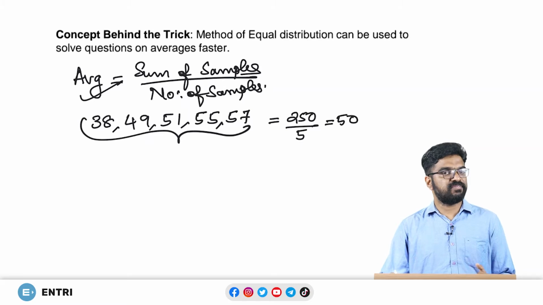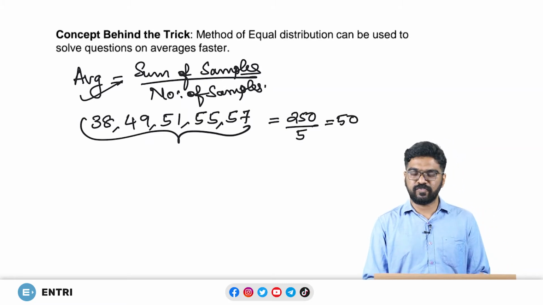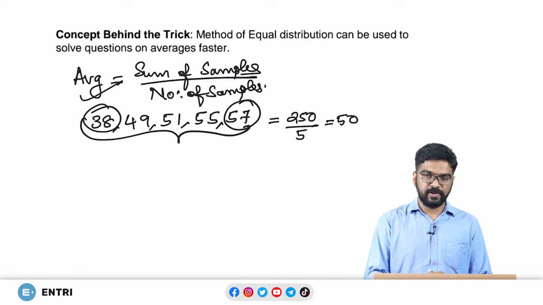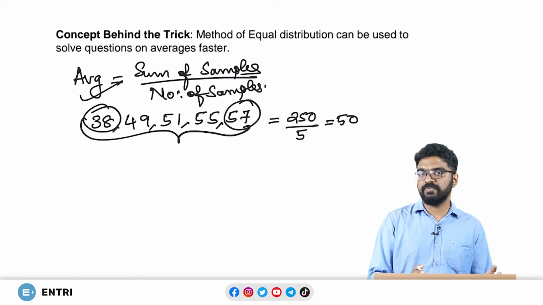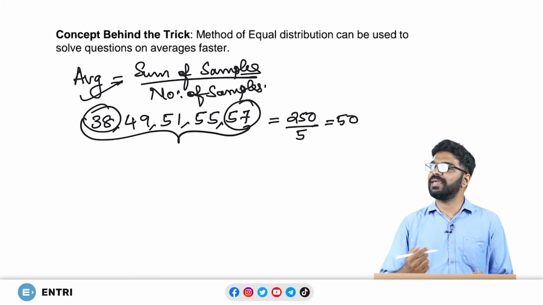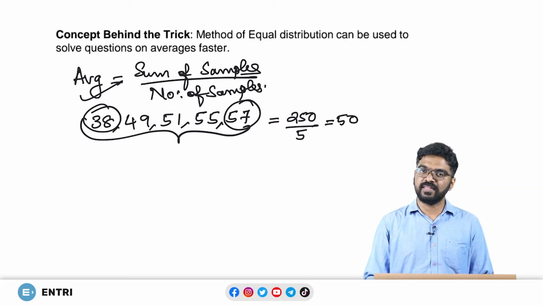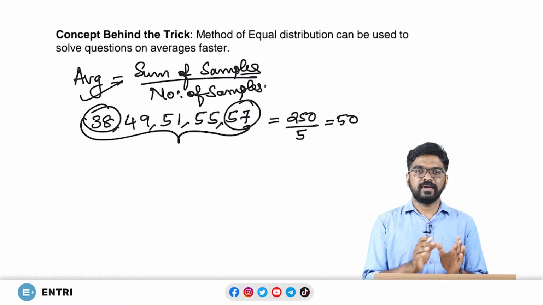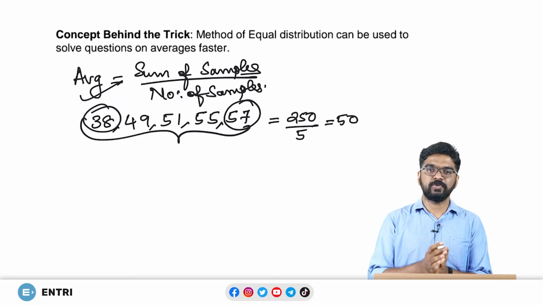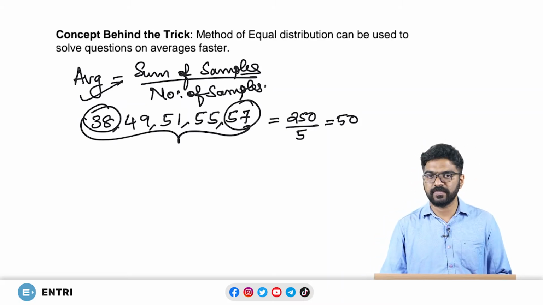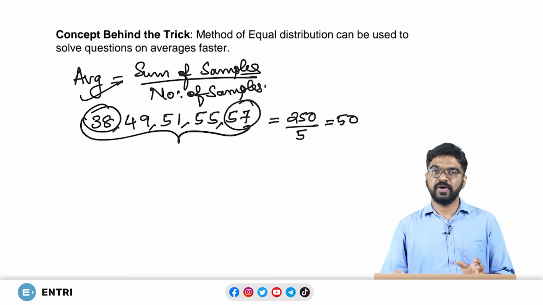But we have learned that in average topic, the average of any number of values will always lie between the larger value and the lower value. So the range of the average will be between the highest value as well as the least value. It will not be greater than the larger value, or lesser than the least value. So what we do is we apply a method of equal distribution, an assumed average. We'll take an assumed average between these two values, and then try to find the answer. This method is what we call as deviation method. Okay, it actually comes from the idea of equal distribution.